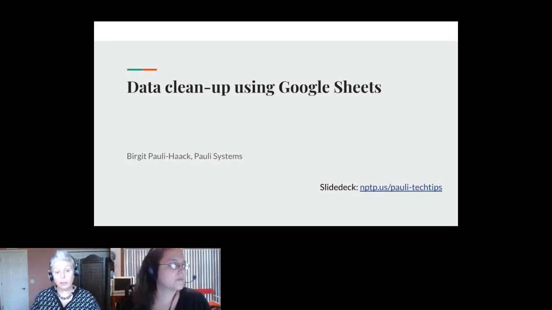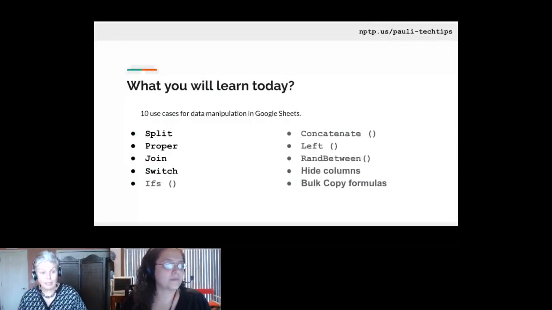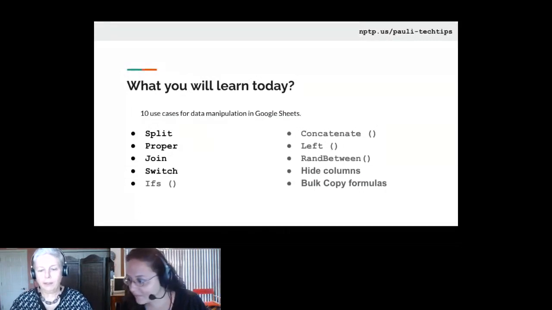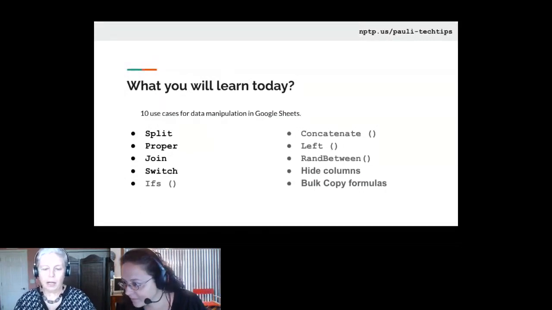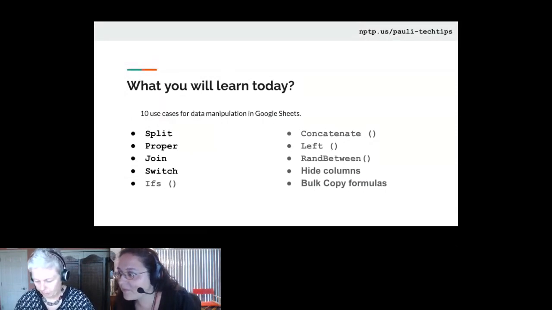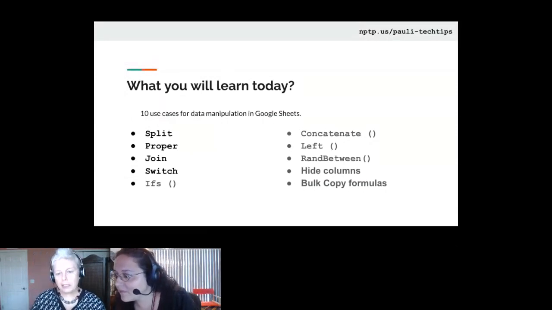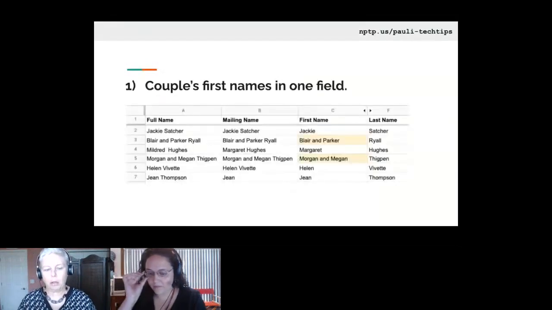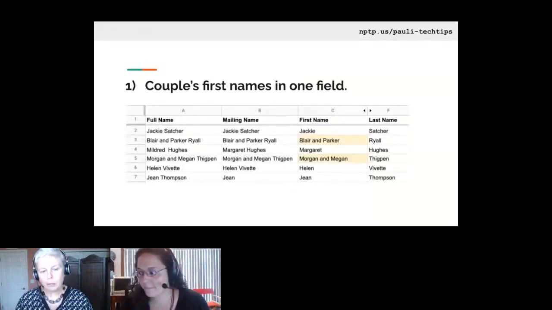Okay, so what will you learn today? I have for you 10 use cases for data manipulation with Google Sheets, and we talk about split, proper, join, switch, ifs, concatenate, left, rand between, and how to hide columns and how to bulk copy formulas. The first one is this data, and most of the data comes from real life examples that we deal with, and I picked some out.